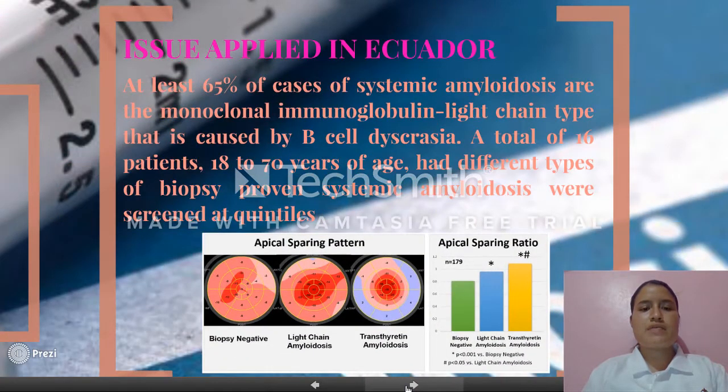Approximately 65% of cases of systemic amyloidosis are the monoclonal immunoglobulin light chain type, caused by B-cell disease. A total of 16 patients, 18 to 70 years of age, with different types of biopsy-proven systemic amyloidosis were screened at Quintiles.